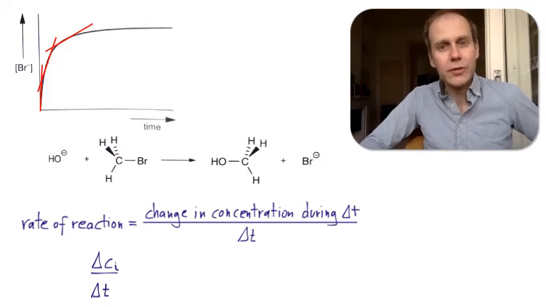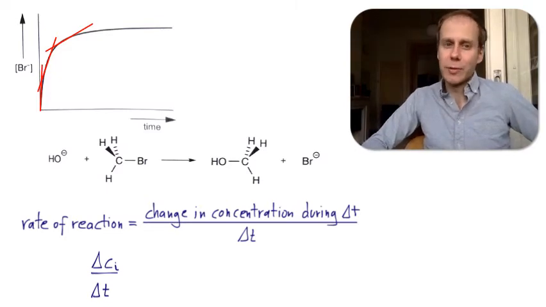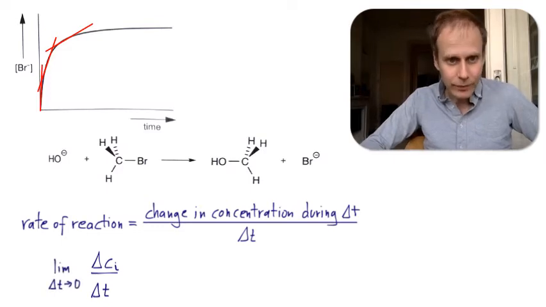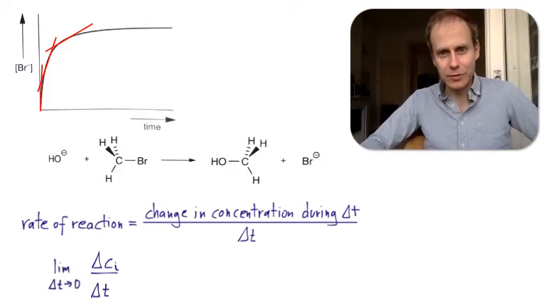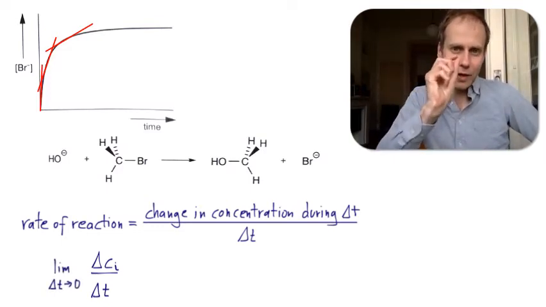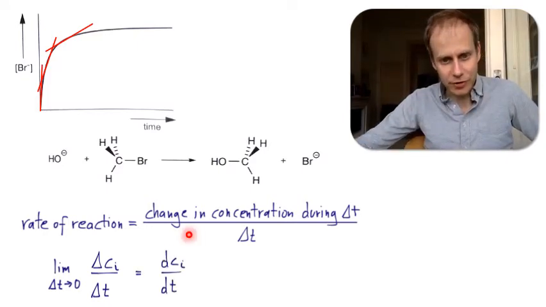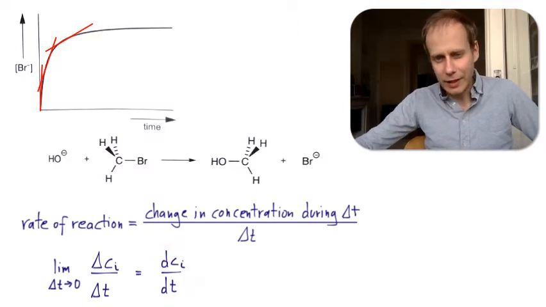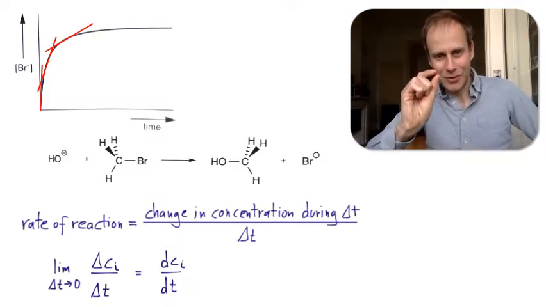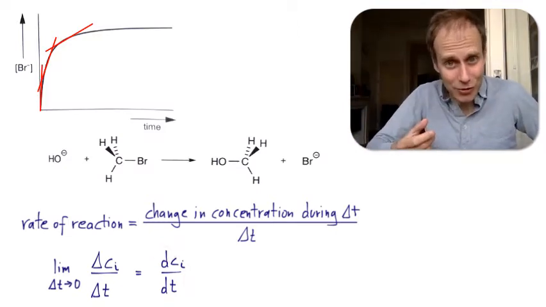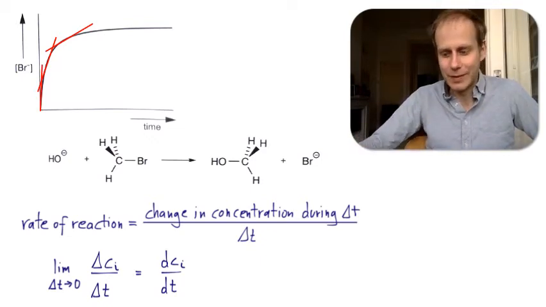Now to mathematically accurately describe this curve of the increase of the bromine, we have to take the limit. That means we make delta t very, very small. And this can be written as a differential, right? So now the infinitesimally small change of the concentration over an infinitesimally small change of the time.